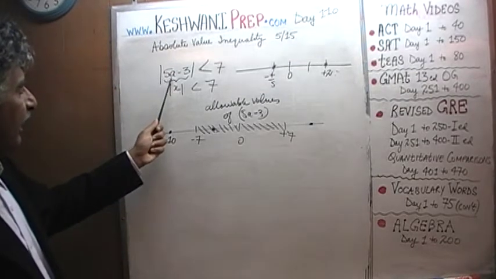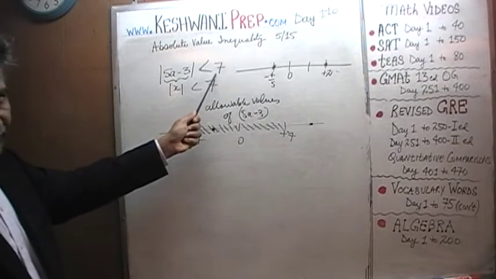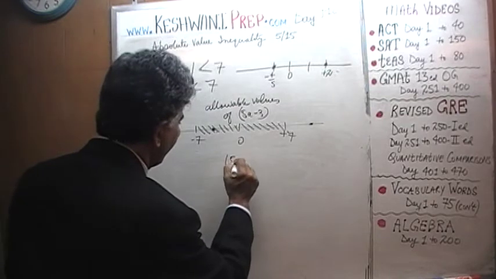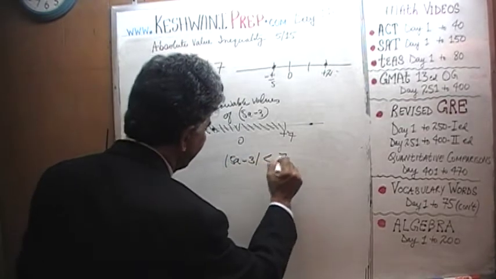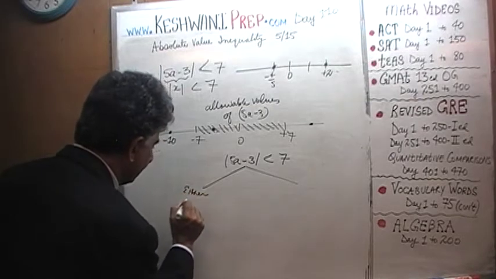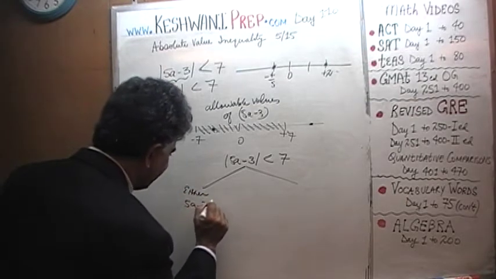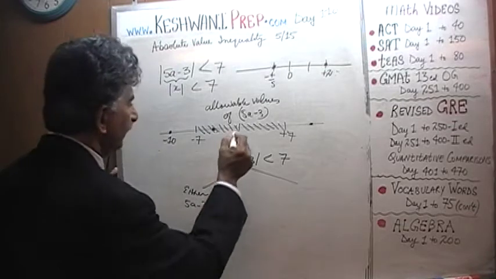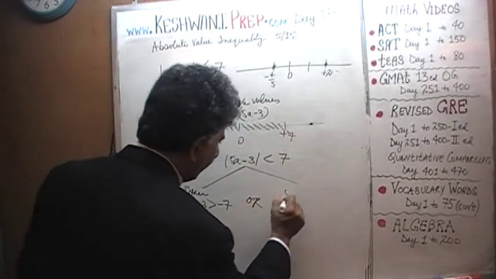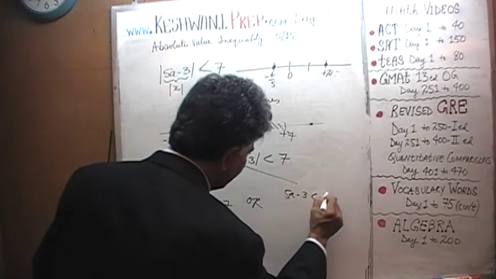The absolute value of 5a minus 3, we are told, is less than 7. That tells us that either 5a minus 3 has to be greater than negative 7, you see, it has to be greater than negative 7, or 5a minus 3 has to be less than positive 7.